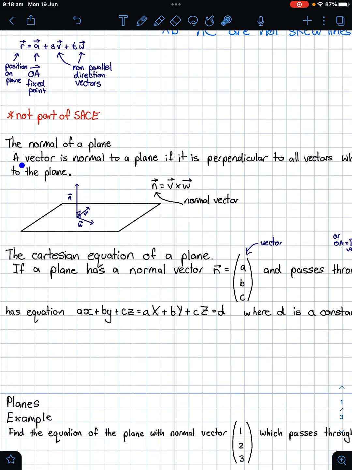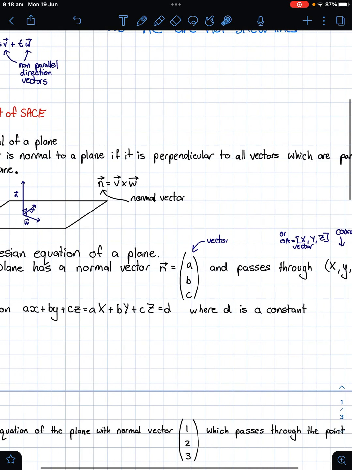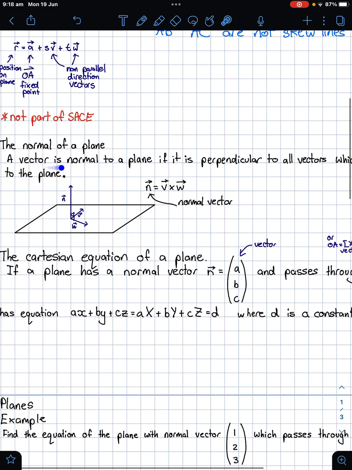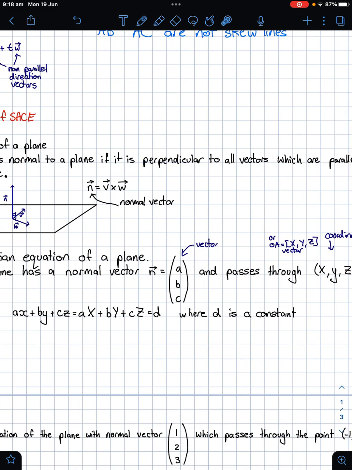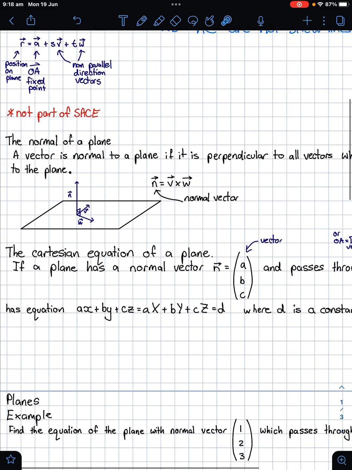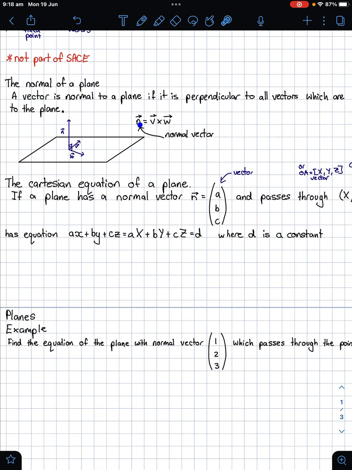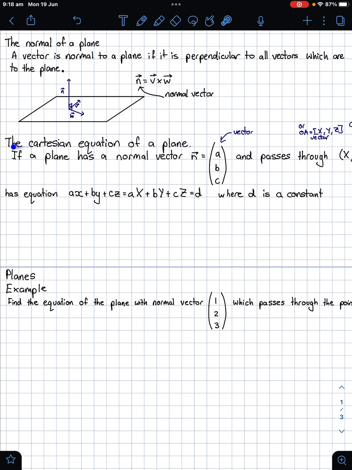So the normal of a plane: a vector is normal to a plane. When we had tangents, we had tangents and normals. This is sort of the same thing. For our parallel line, we're looking at the perpendicular line for that. We're looking for our normal to a plane, which means perpendicular to that plane. So a vector is normal to a plane if it is perpendicular to all vectors which are parallel to the plane. So we've got this thing here, the normal vector. If we have two vectors that sit on the plane and we do the cross product, we're going to get the vector that's normal to them, which we've done previously.